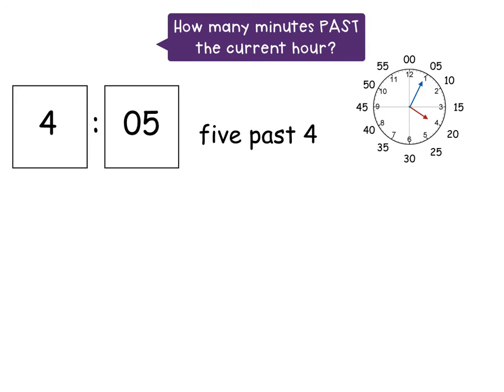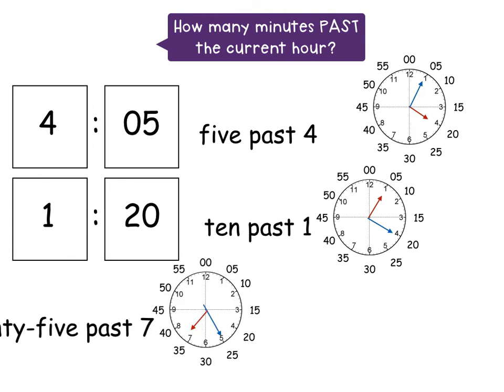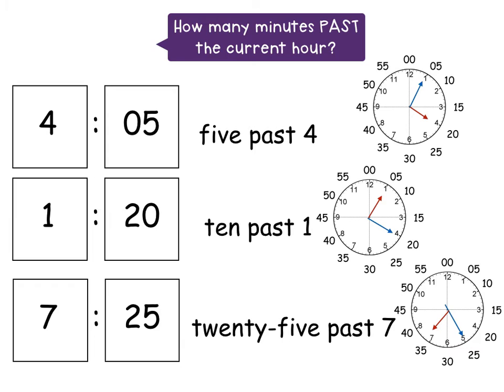5 past 4 is shown on the analog clock with the long hand on the 1 and the short hand on the 4. 20 past 1 is shown with the long hand on the 4 and the short hand slightly after the 1. And 25 past 7 is shown with the long hand on the 5 and the short hand almost in the middle of the 7 and 8. If your learners have small model clocks, allow them to practice putting their hands in the right places.